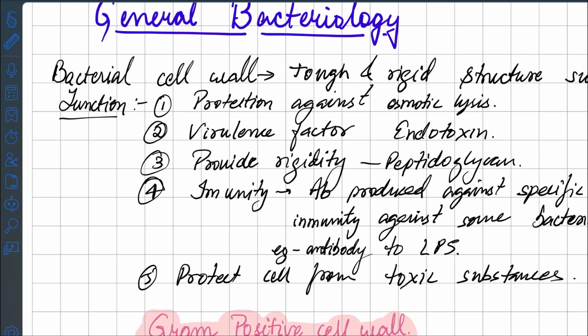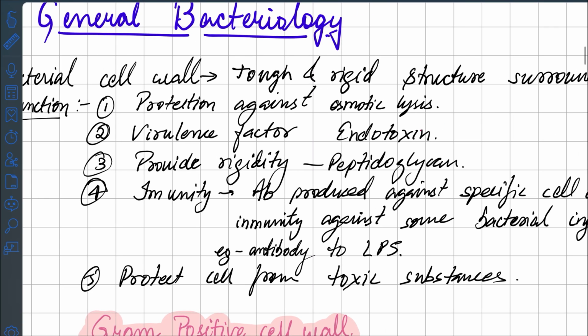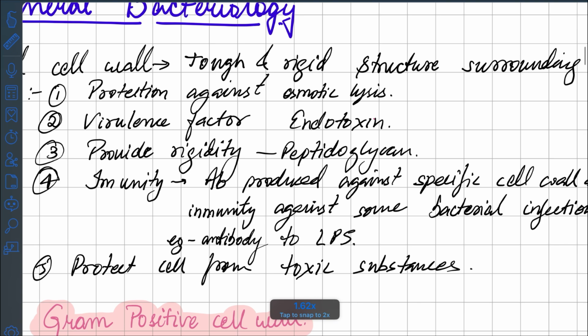What is the function of the bacterial cell wall? Why is it present there? Five of the important functions are listed here. Let's go through them one by one. The bacterial cell wall provides protection against osmotic lysis. Bacteria exist in very hostile environments, and they can survive in extremes of environment. To protect them against those extreme conditions, the bacterial cell wall plays an important role.